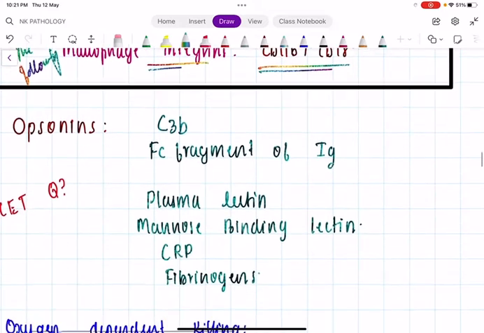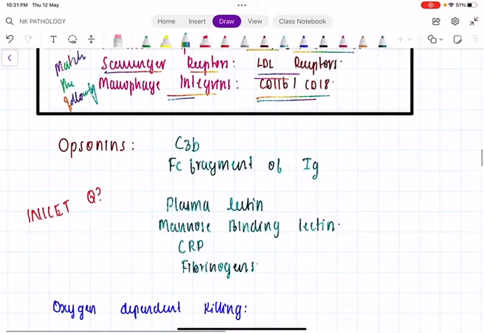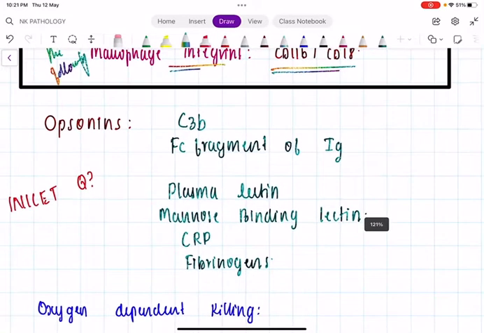Then opsonins. Opsonins means what? They are the proteins, am I right? They make the microbes more tasty, so it will enhance the process of phagocytosis. Yes, this is a previous year PGIMER question. They have asked this once in a multiple answer type question.